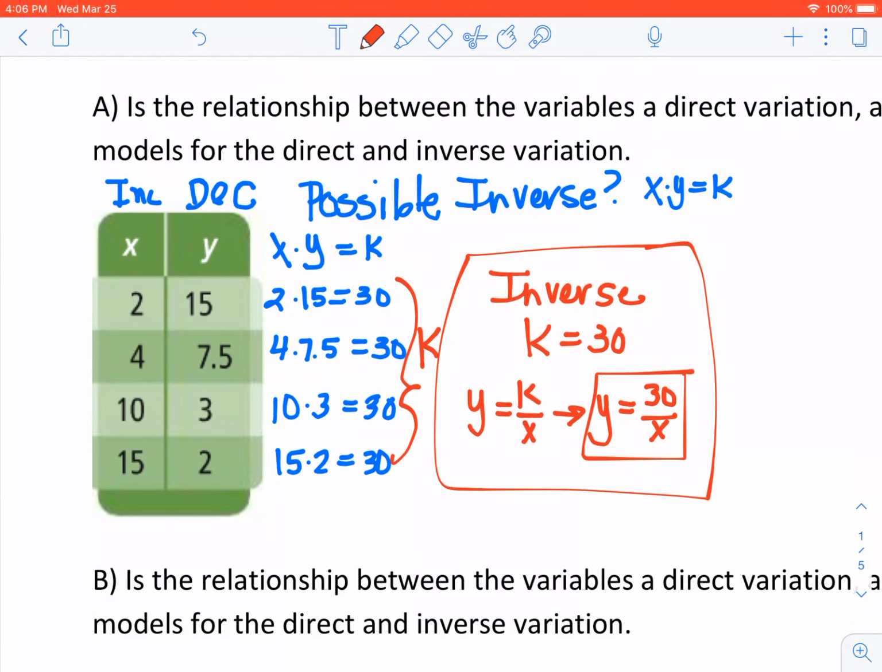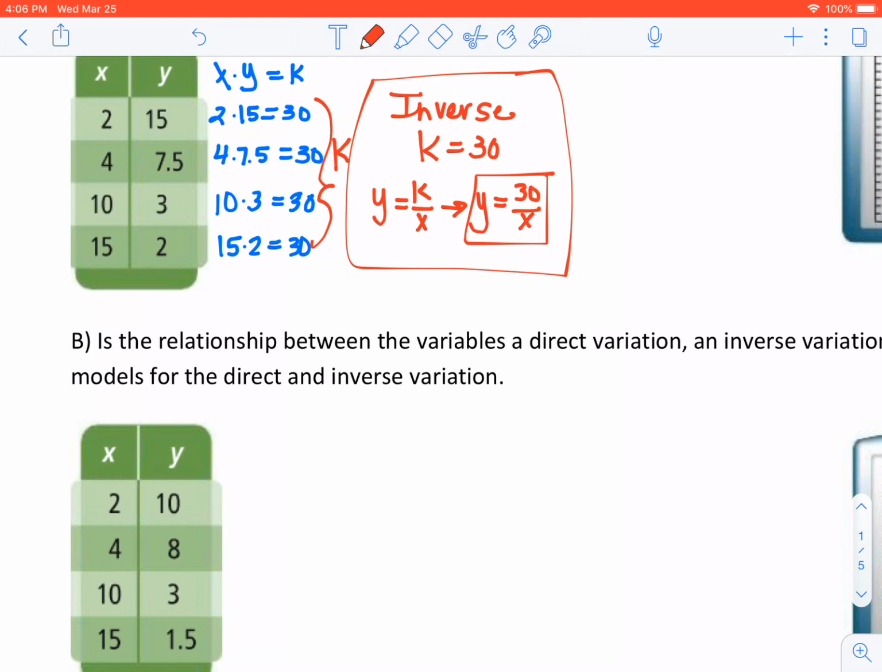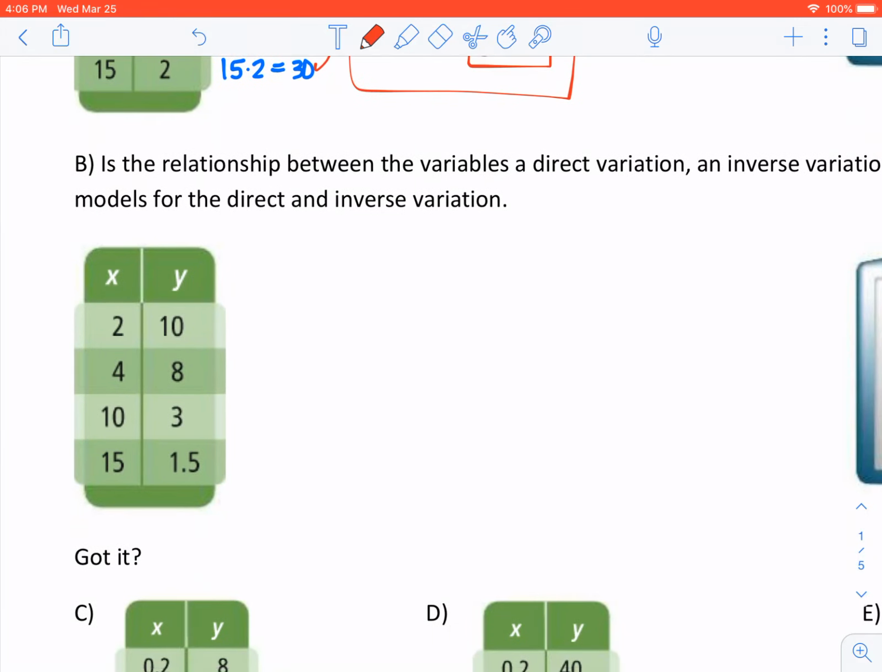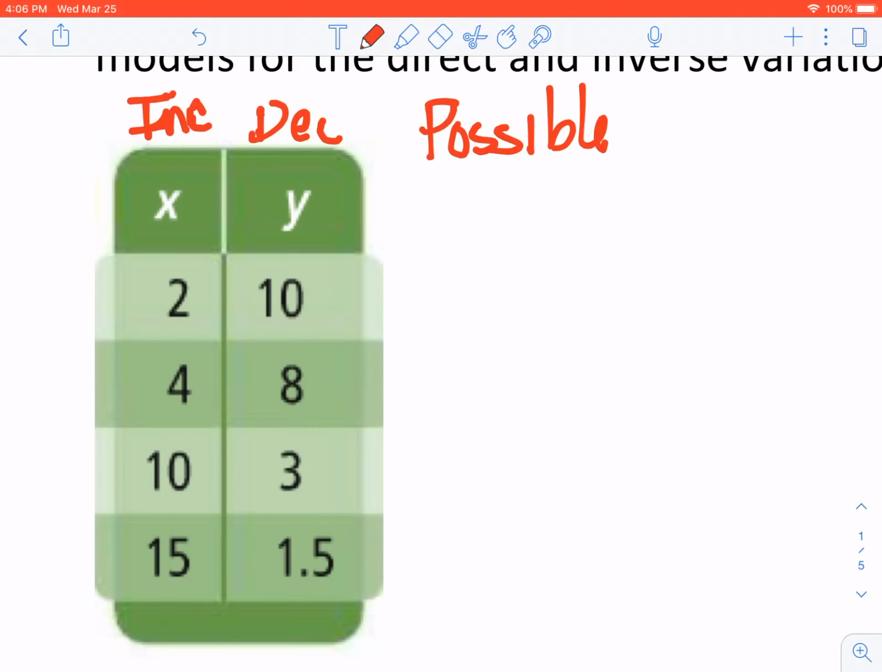Okay? As we go on to the next one, we're going to do the same exact thing. We're going to look to see if it's direct, inverse, or maybe neither. Okay, and so we're going to look here, and I see my x's 2, 4, 10, 15. I see that they're increasing. And then my y's 10, 8, 3, 1.5. Again, they are decreasing. So again, because it's increasing and decreasing, we have a possible inverse variation. That's going to be the question. So it's not going to be direct variation, because direct is either both increasing or both decreasing.